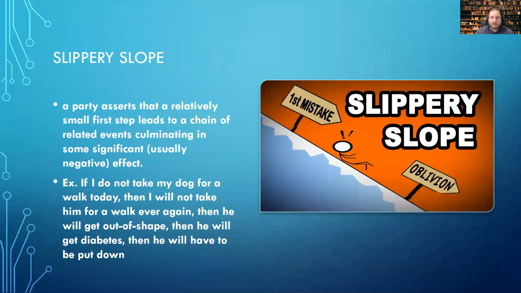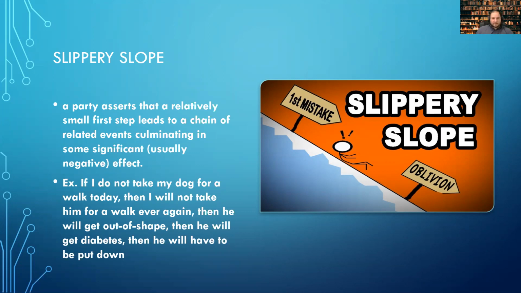The slippery slope fallacy is another one that we see all the time. It's where somebody says that a small step leads to a chain of events that creates some big, larger effect, right? So think about the snowball in a cartoon going downhill and getting bigger and bigger and rolling over everybody. So, for example, if I don't take my dog for a walk today, then I will not take him for a walk ever again. And then he's going to get out of shape, and he'll get diabetes, and then he'll have to be put down.